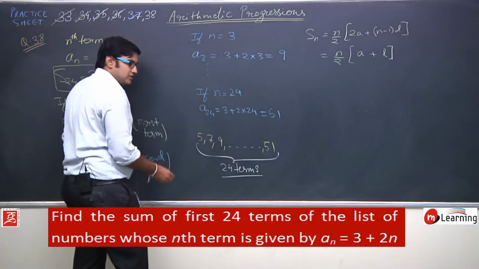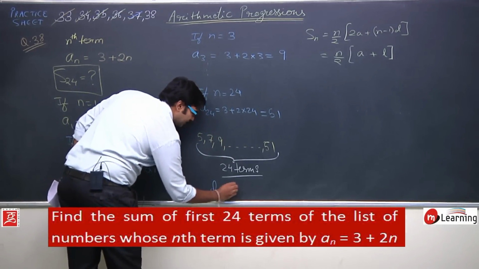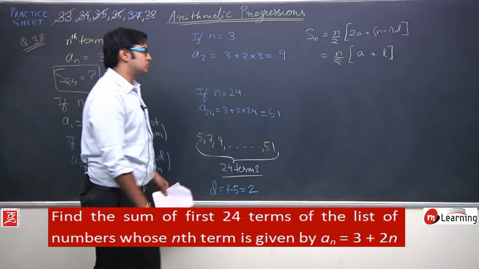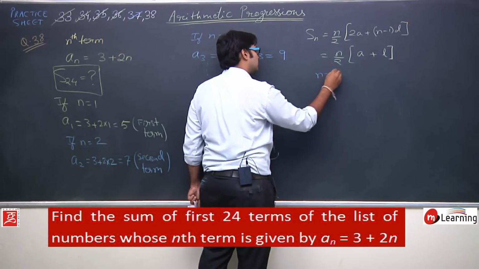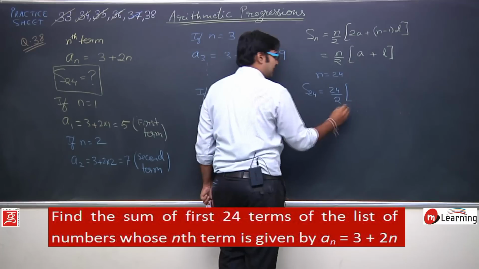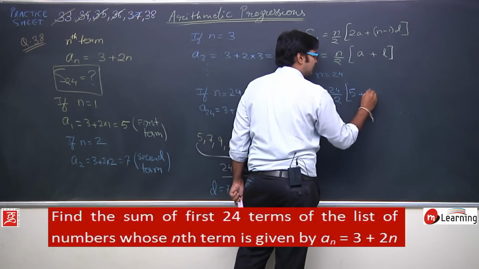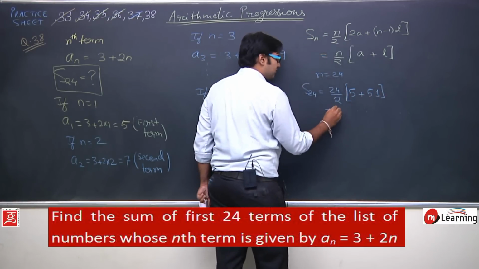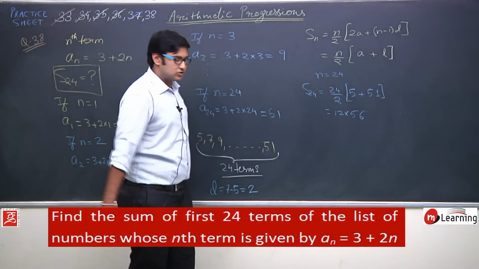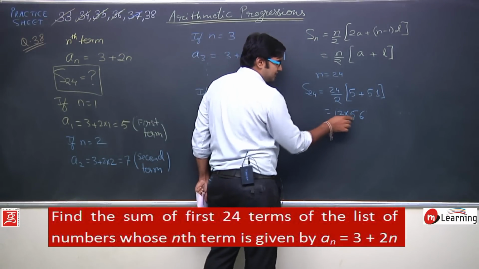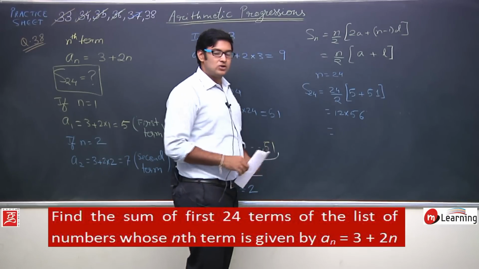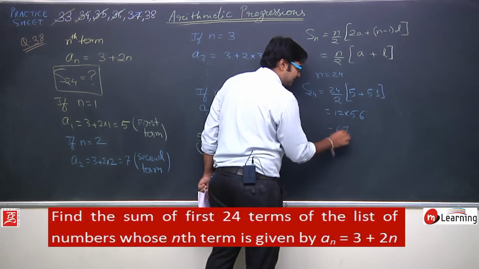The common difference d is 7 minus 5, which gives 2. So by applying this formula, with n = 24, S24 will be 24/2 into (a + l), where a is 5 and the last term l is 51. So this gives 12 into 56, since 51 plus 5 is 56. 12 fives are 60, so it is 600, then 12 sixes are 72, so 600 plus 72 gives you 672.